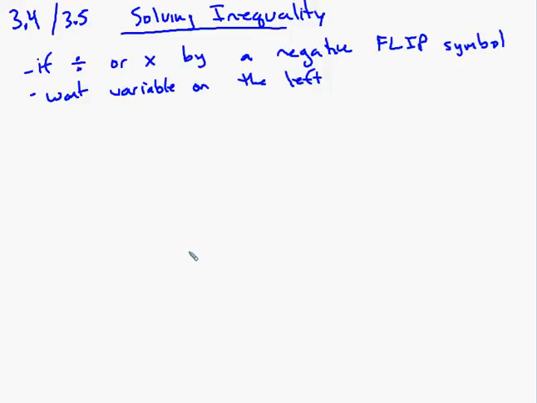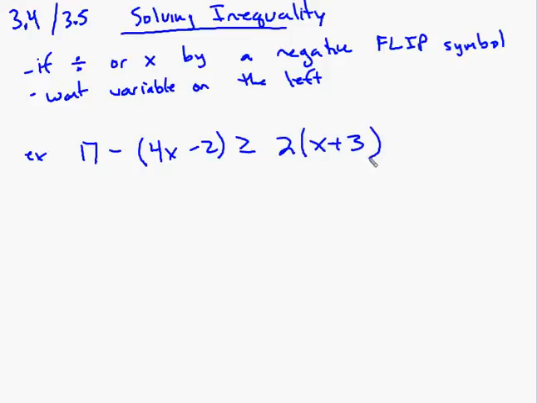All right, so let's say I have 17 minus 4x minus 2 is greater than or equal to 2 times x plus 3. What should we do first? Distribute. Yes. So I'm going to distribute the 2 and get 2x plus 6.